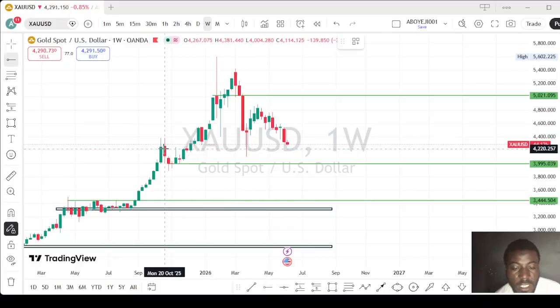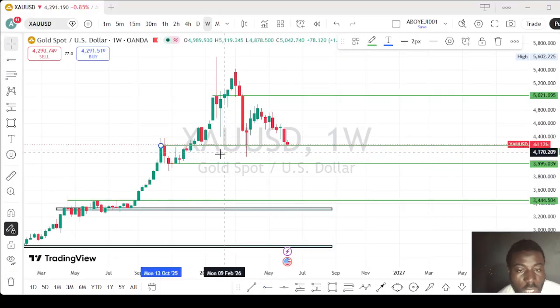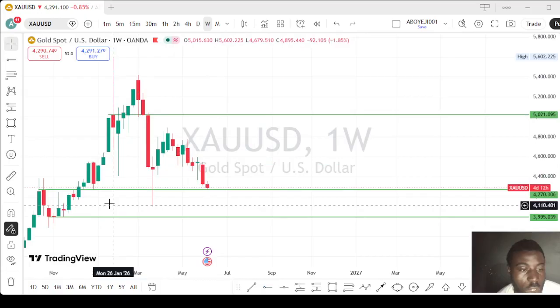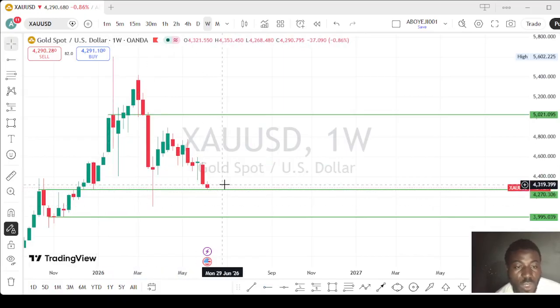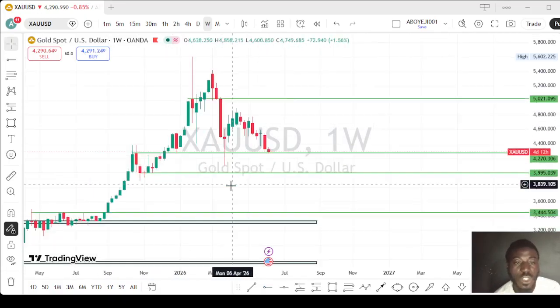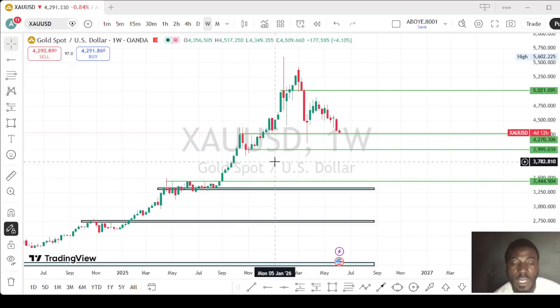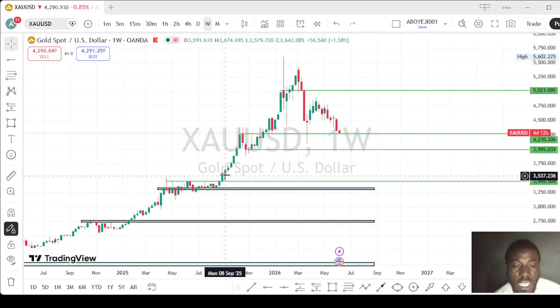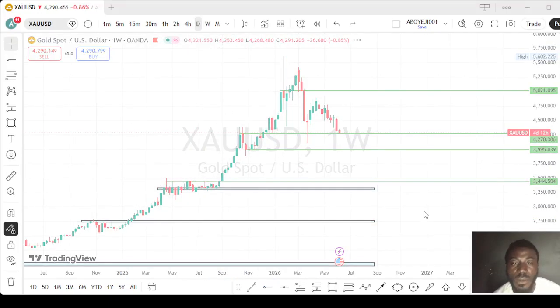And this is another key level here. You can see this is another key level also here. So if the market breaks this key level, it will retest and continue the downtrend. And this is what we are seeing on the weekly time frame. There's an FVG down here. So let's move to daily time frame.